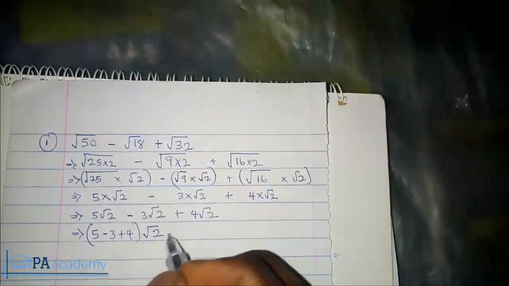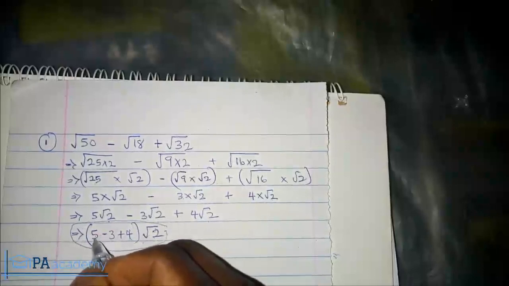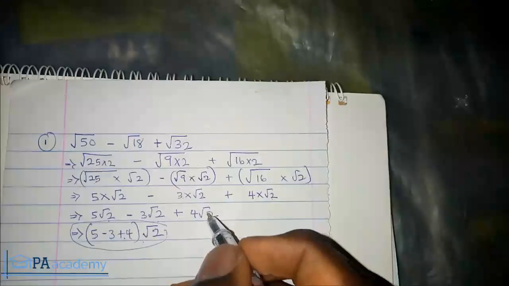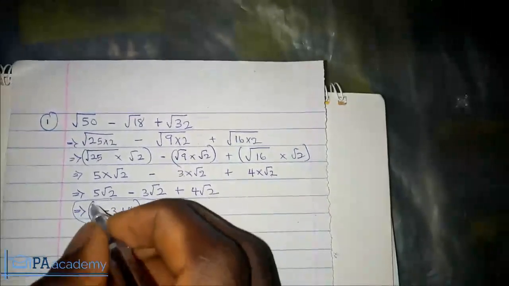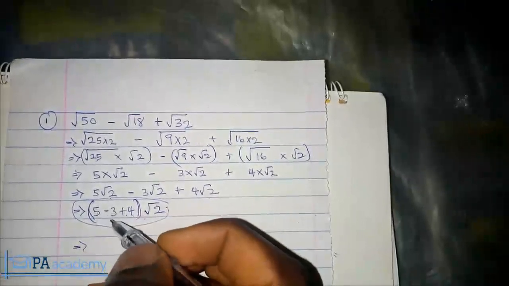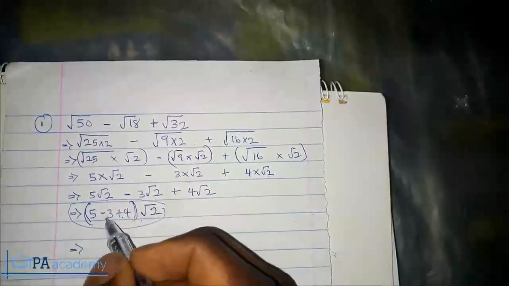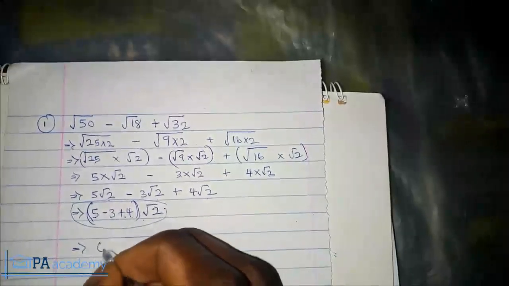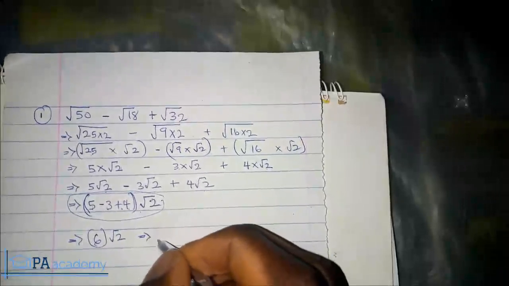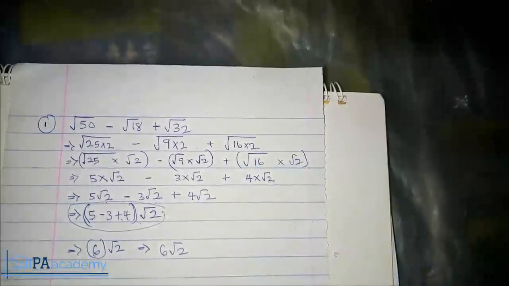If we open this bracket, if we use root 2 to multiply 5 minus 3 and plus 4, we will arrive at what we have at the top. So if we should simplify what we have in the brackets here, where we have 5 minus 3 plus 4, that will give us 6. So we'll be left with 6 and then root 2, so we'll just have it as 6 root 2. So that's the answer to question number 1.